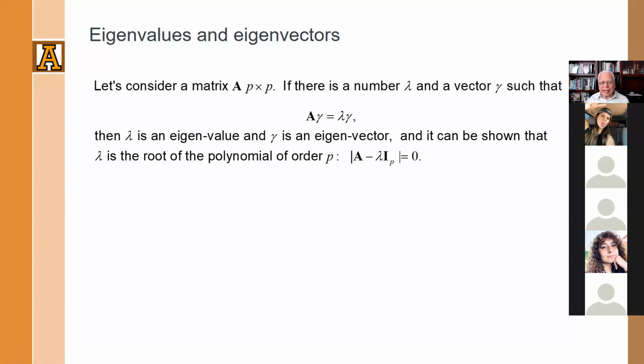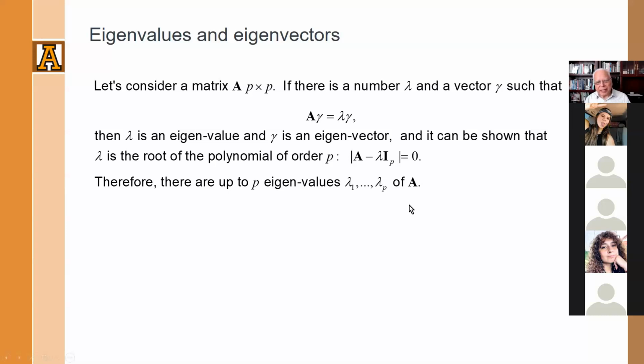And it can be shown that the eigenvalue lambda is one of the roots of a polynomial expressed by the determinant of A minus lambda times the identity matrix equals 0. So lambda will be a root of this polynomial. That's how we define the eigenvalues and the eigenvectors for any square matrix. So first of all, they exist for square matrices. So we're starting with a square matrix A.